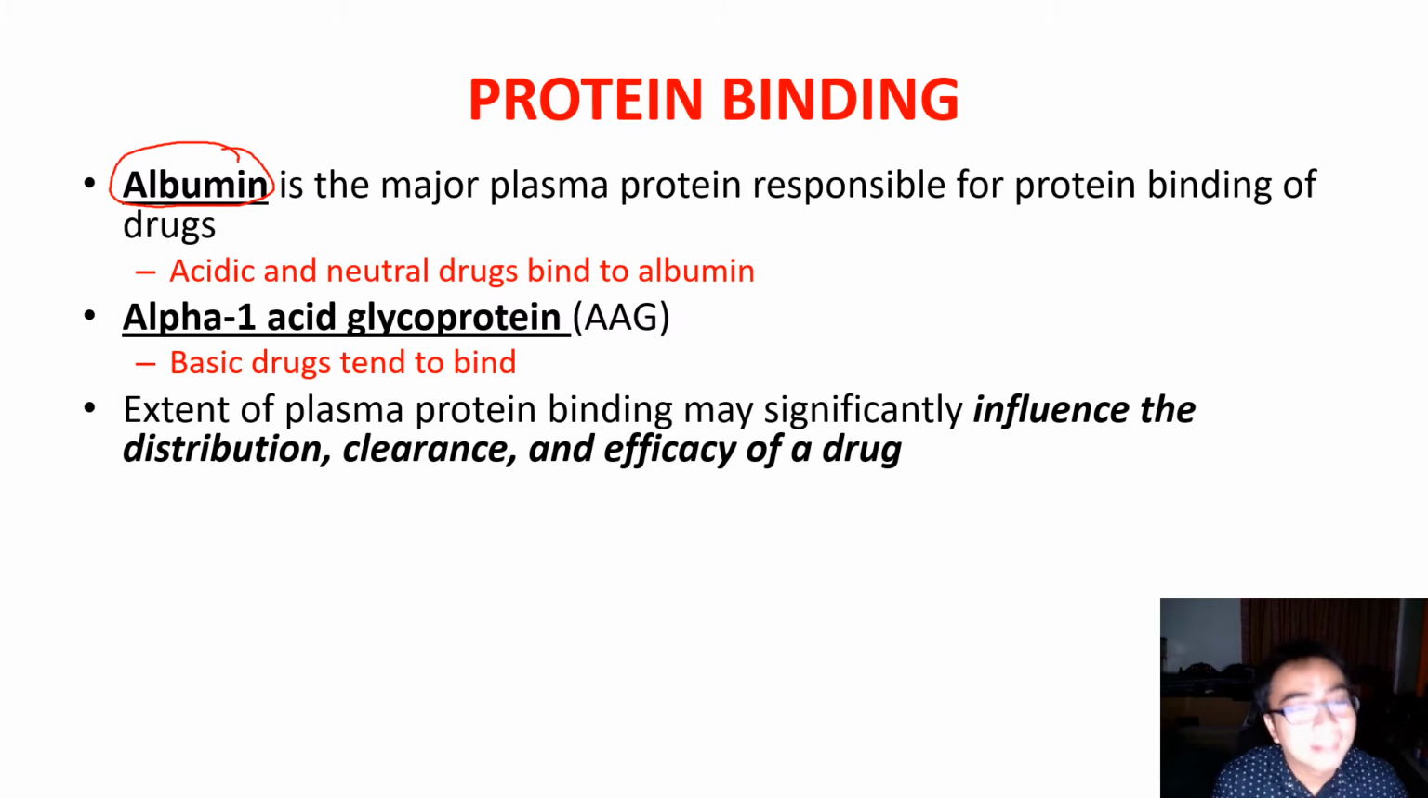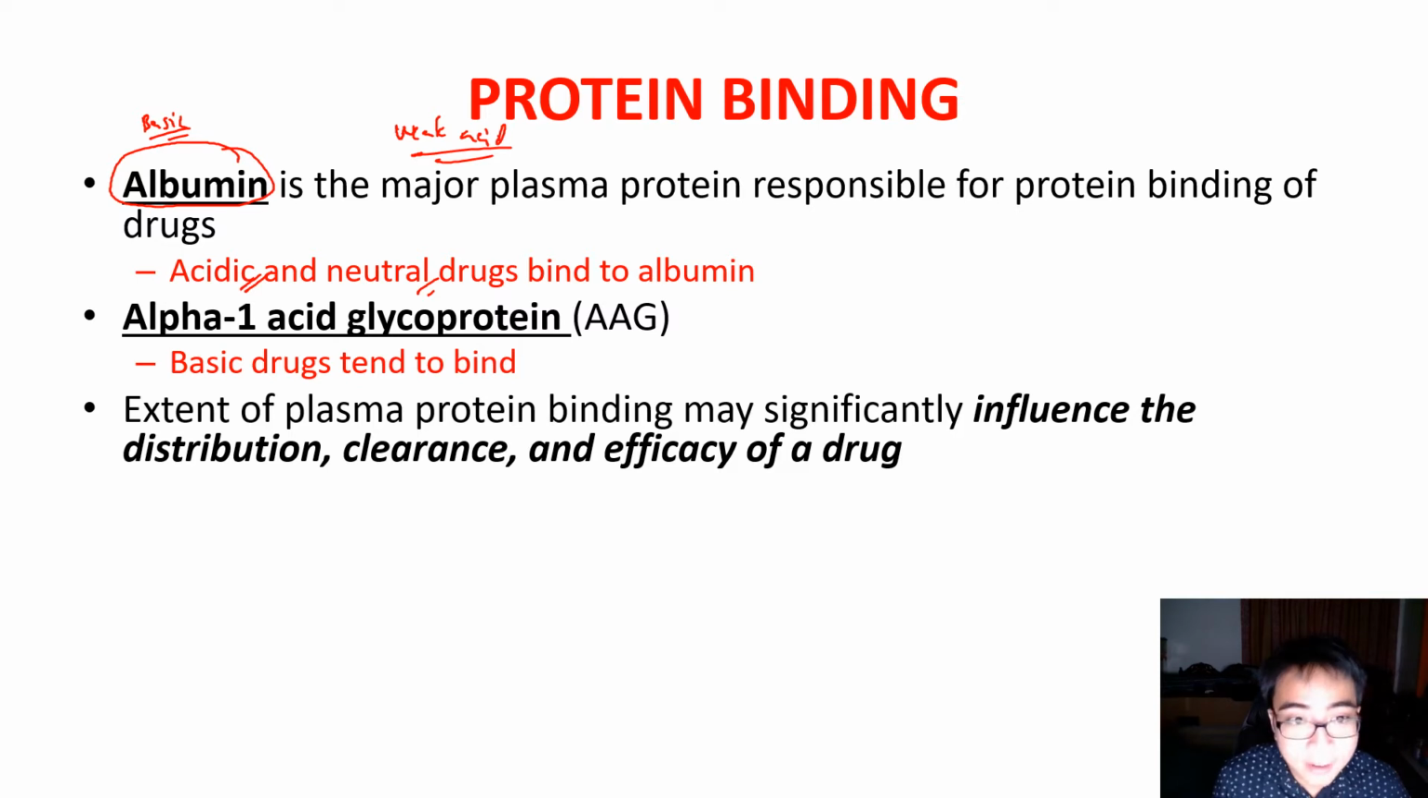Bakit? If you remember, class, most drugs in the market are weak acids. Well, weak electrolytes in general, yes, pero most of them are weak acids. And guess what is the pH of albumin? Albumin, class, is basic. So may bonding between the albumin and the weak acid drugs. That's the reason why it's the major plasma protein responsible for protein binding of drugs, specifically for acid and neutral drugs.